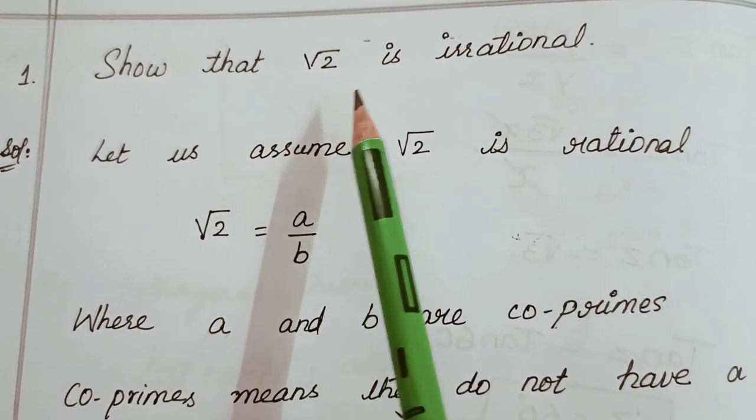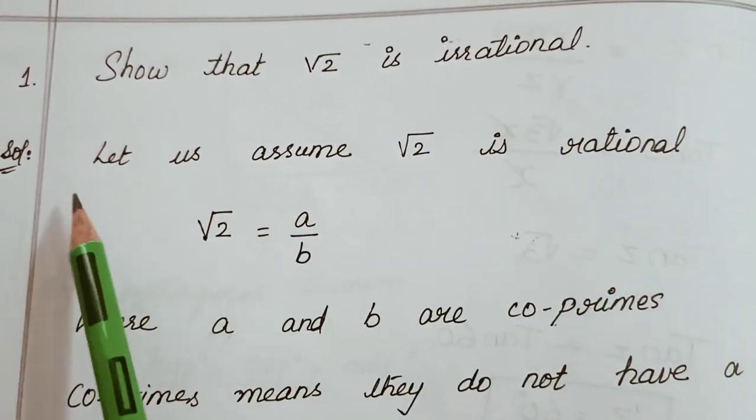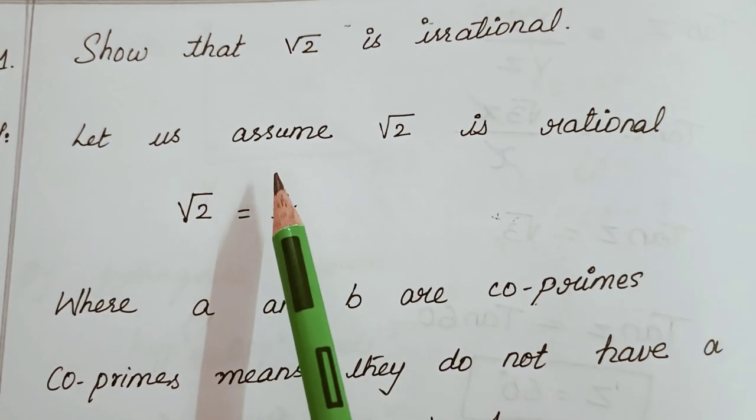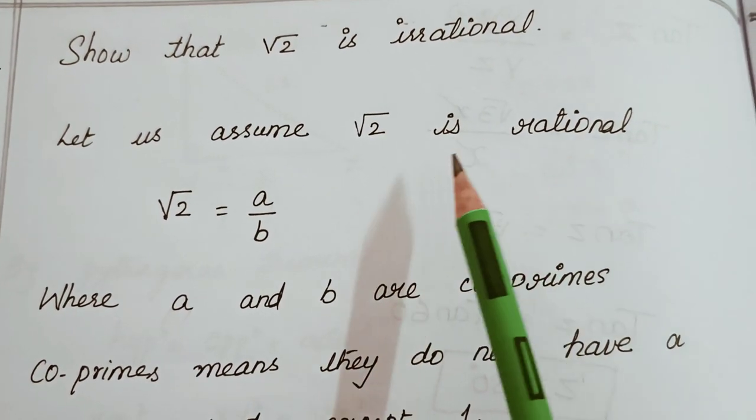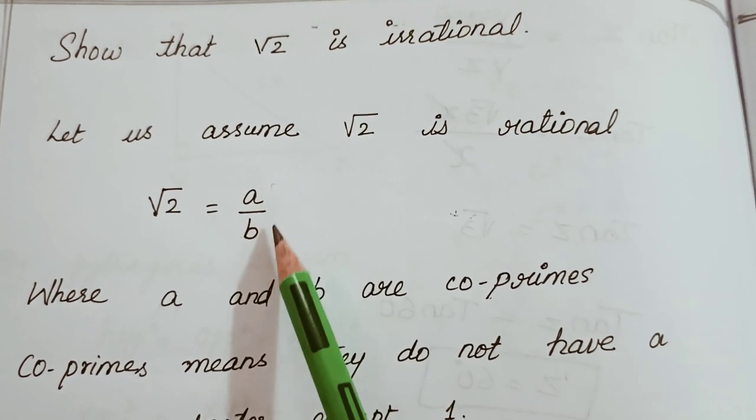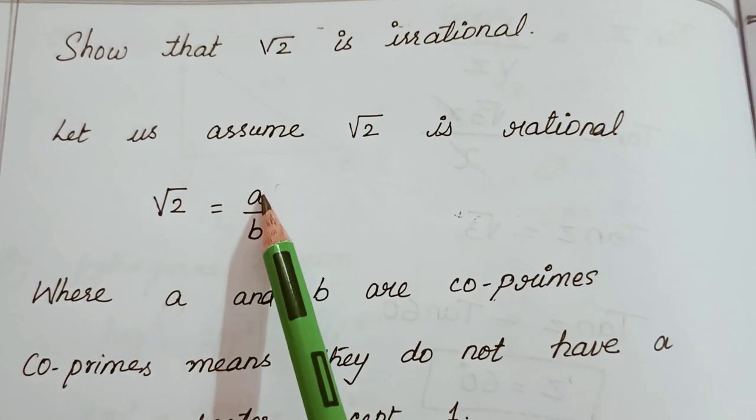Show that root 2 is irrational. Solution. For this, first we assume root 2 is rational. Rational is nothing but it will be in the form of a fraction, p by q form. So root 2 is equal to a by b.